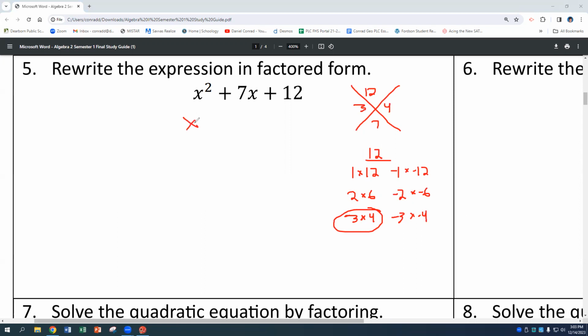So we're going to have x plus 3 and then x plus 4. If you go backwards, x times x is x squared. X times 4 is 4x. 3 times x is 3x. 3x plus 4x is 7x. And then 3 times 4 gives us 12. So we know this is a pretty good answer.